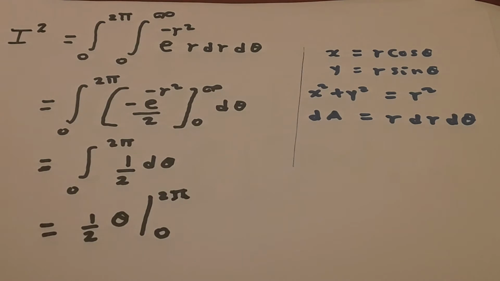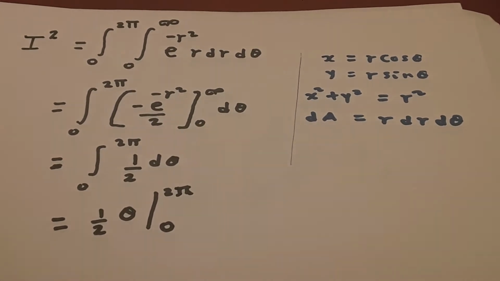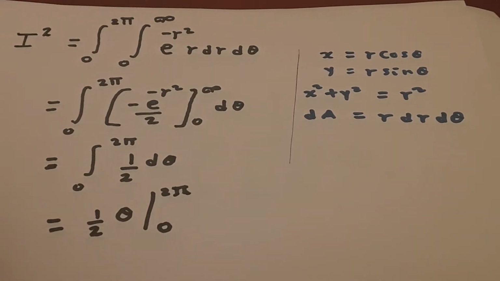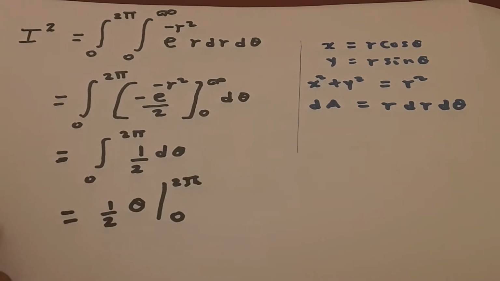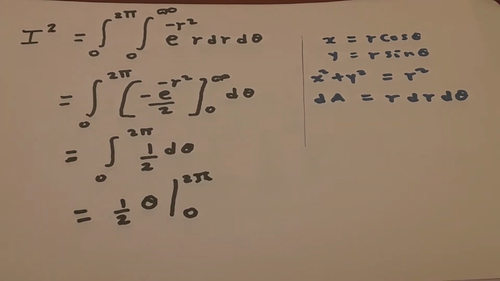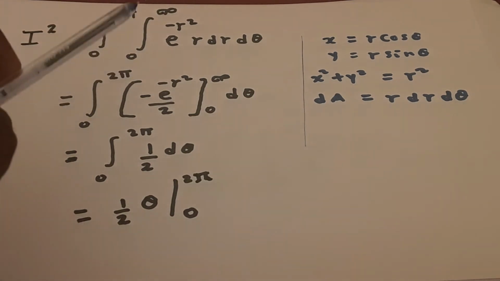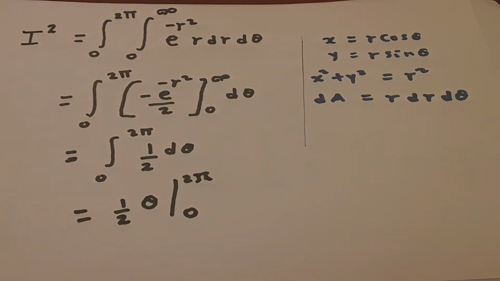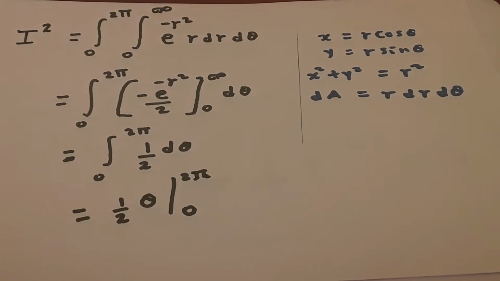That is obvious. Alright, I think this is now visible. Good. So we use the polar coordinate form. I squared is the integral from 0 to 2 pi, from 0 up to infinity, where 0 up to infinity is the r range.